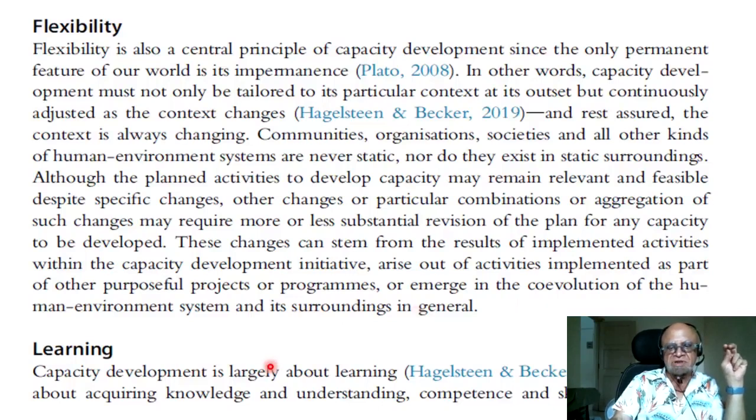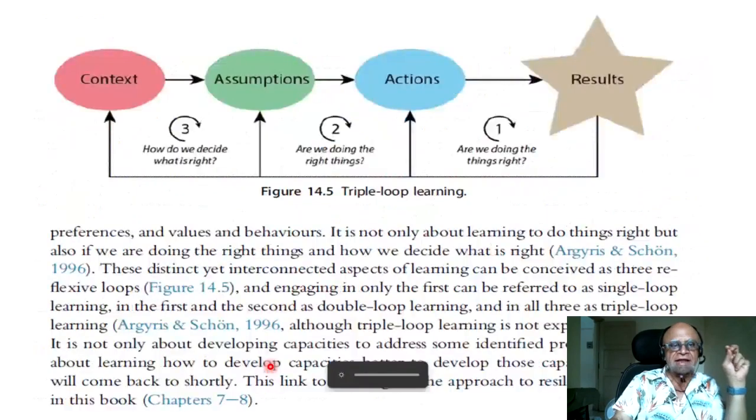So capacity development is largely about learning. It is about acquiring knowledge and understanding, competence and skills, attitudes and preferences, and values and behaviors. It's not only about learning to do things, but also if we are doing the right things and how we decide what is right. We talked about the value and who decides what the value is, and how different communities may have different things they consider valuable, but here we are trying to decide what is right and how to decide what is right.